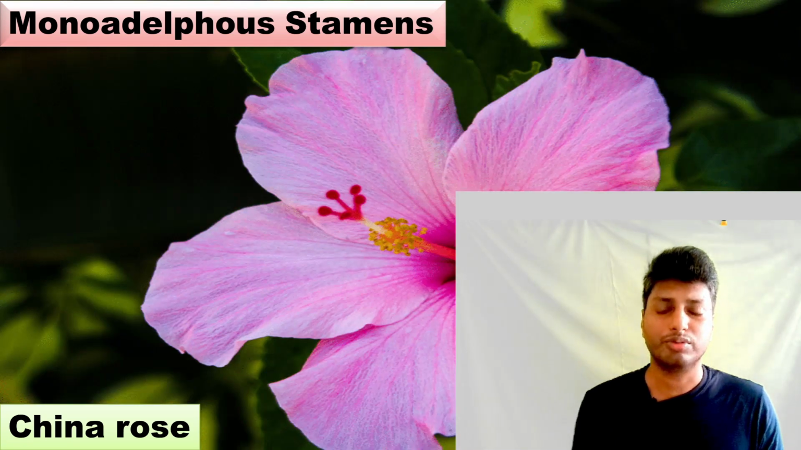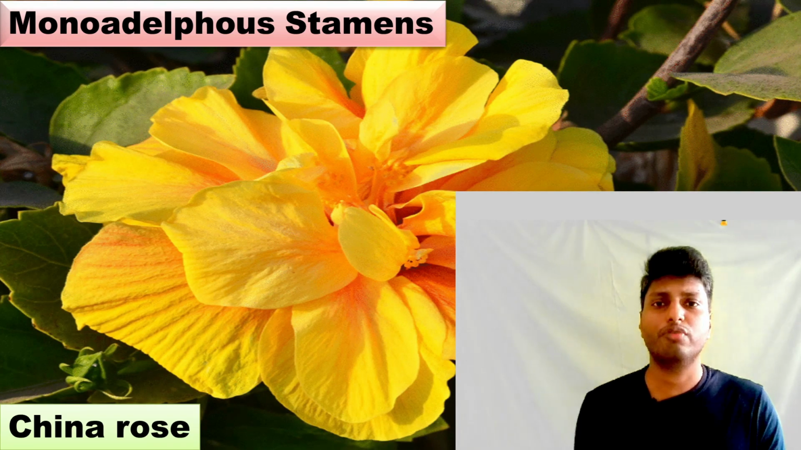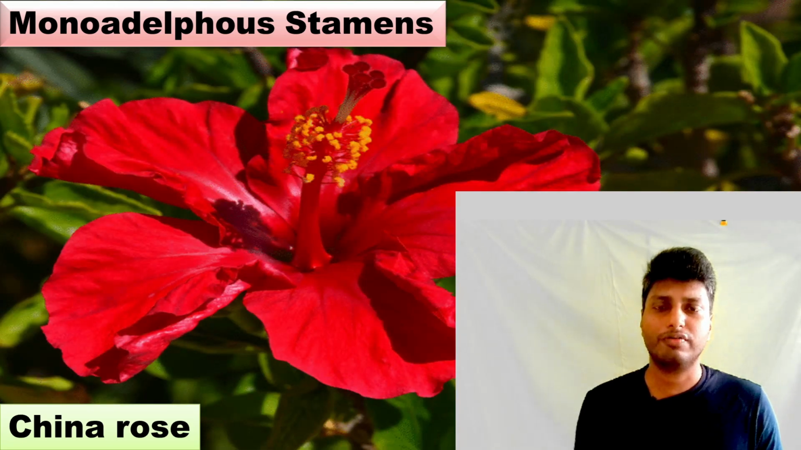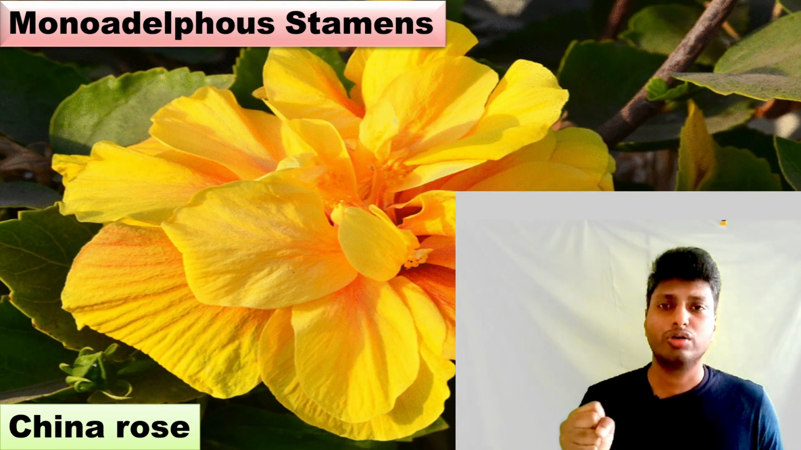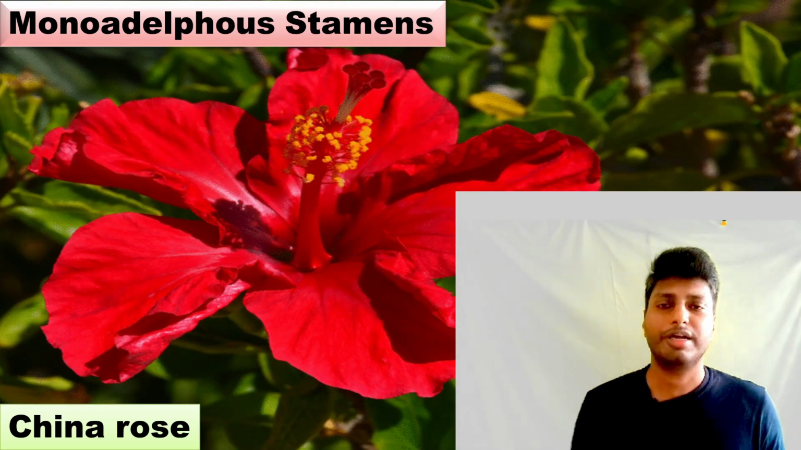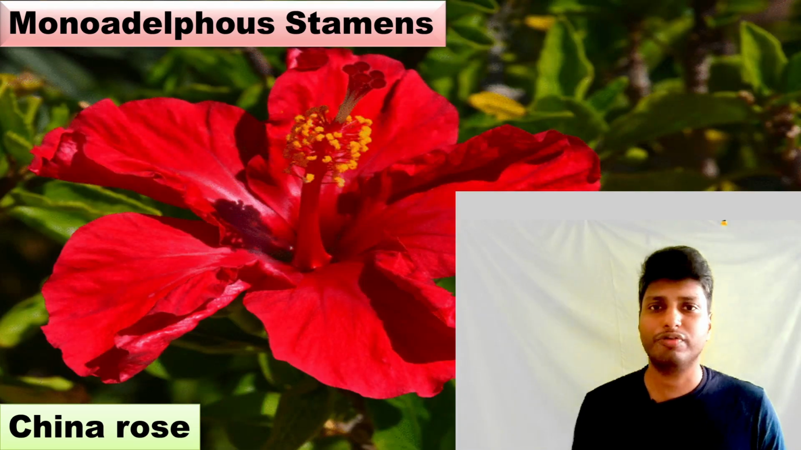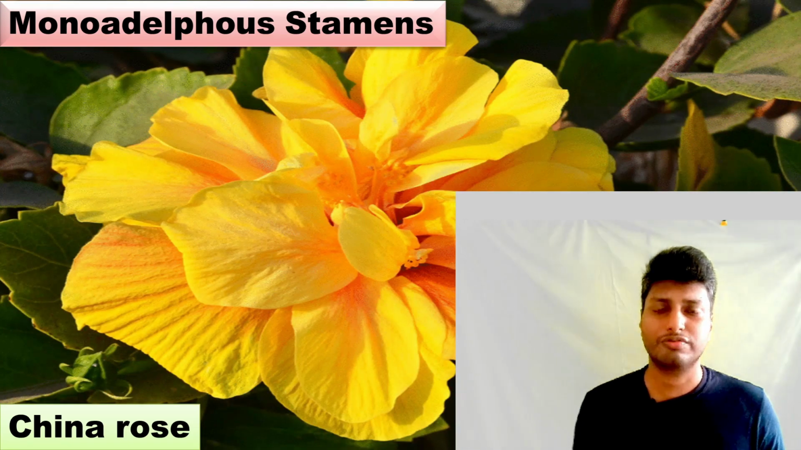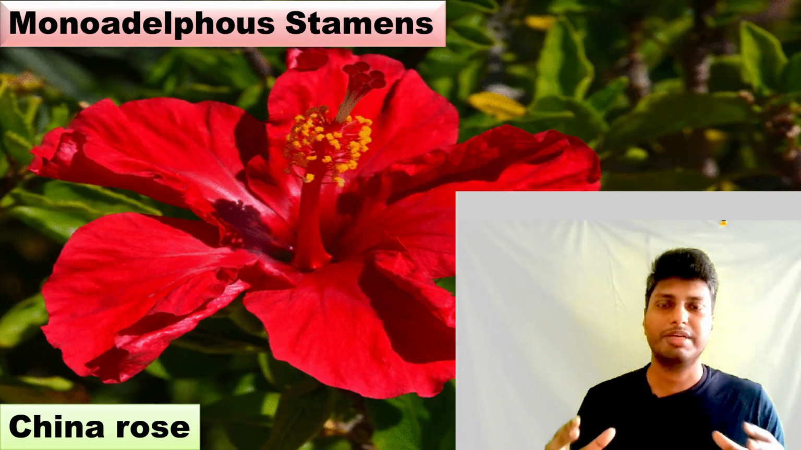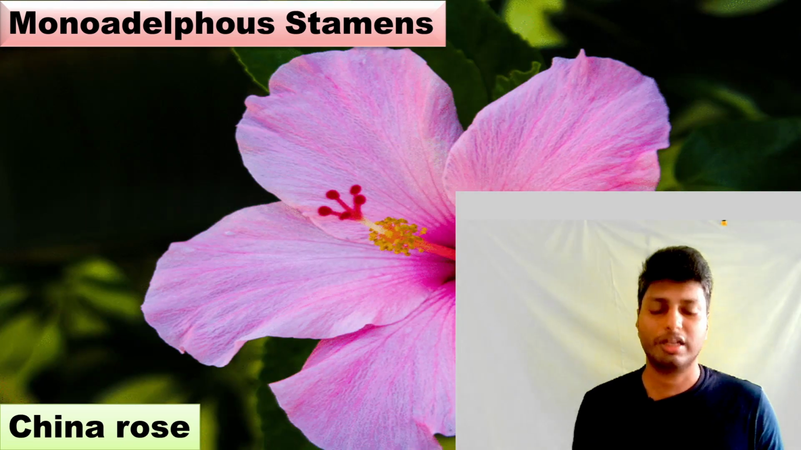Now let me tell you, there is something called Monoadelphous Stamens. Now what do we mean by Monoadelphous Stamens? Let me tell you, if the stamens of a particular flower are fused together to form one bundle, then such a type of arrangement is called Monoadelphous Stamen. Now you can see on the screen a very beautiful example of a China rose flower, dear students. In China rose flowers, you can see that the stamens are fusing to form a single bundle, and that's why it is called Monoadelphous stamens.